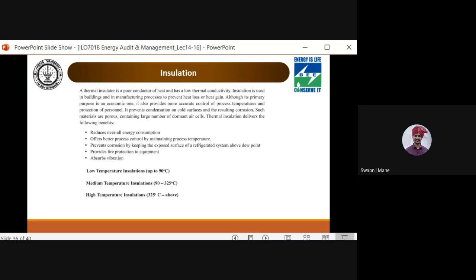Can anybody tell me the critical thickness of insulation? You can unmute yourself and then answer. Anyone? What is critical thickness of insulation? If you don't know, say don't know in the chat section.